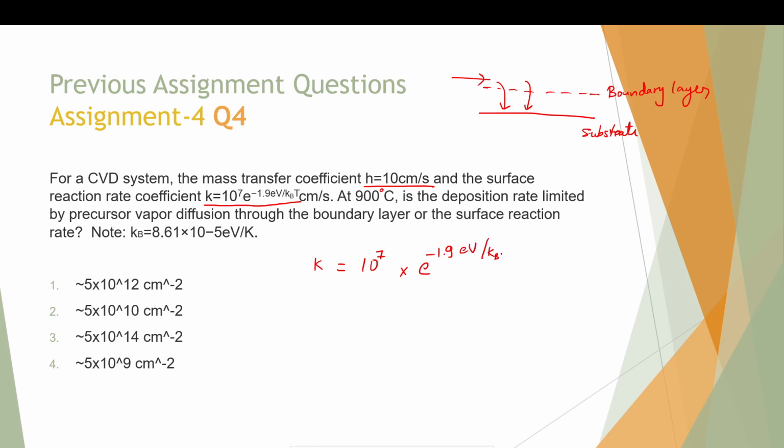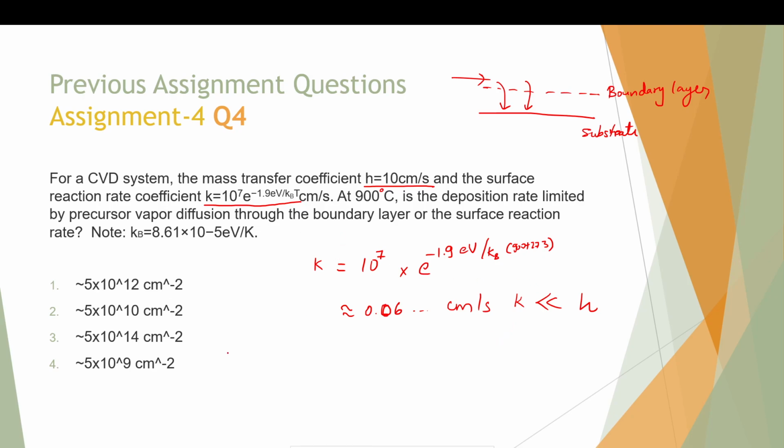I don't think I am doing that here, so you can try it on your own. This is 900 plus 273. The value that we get here is 0.606 something centimeter per second, and that is very small compared to h. Because of that we see that K is very small compared to h. That means the surface reaction is the limiting reaction.